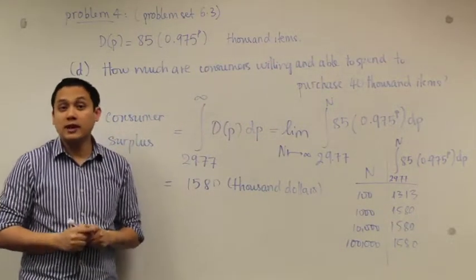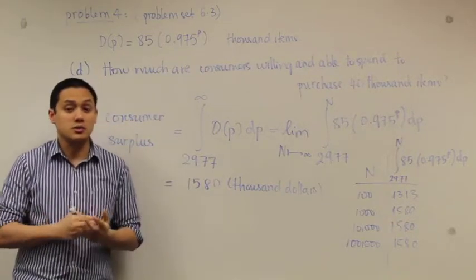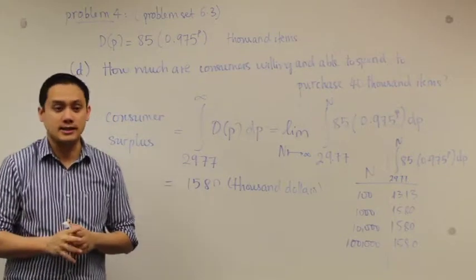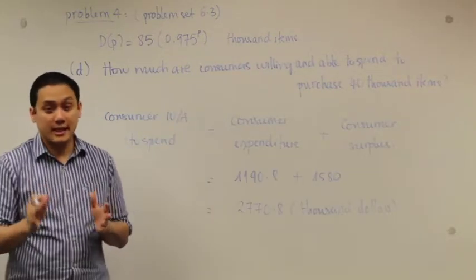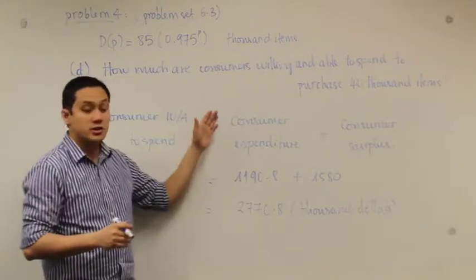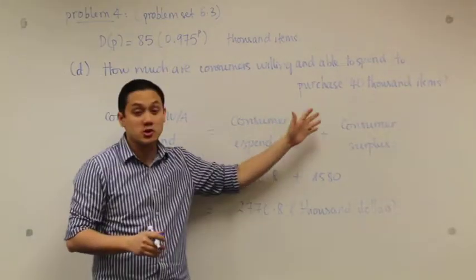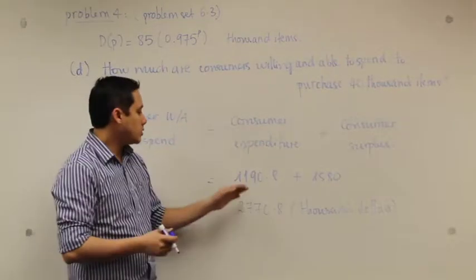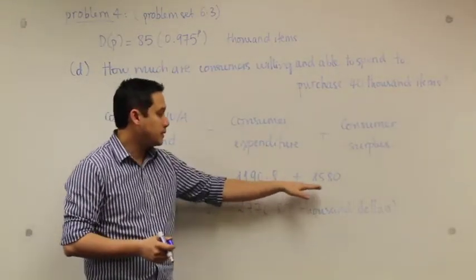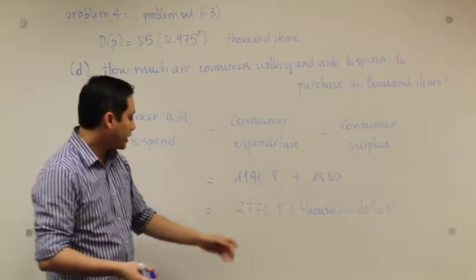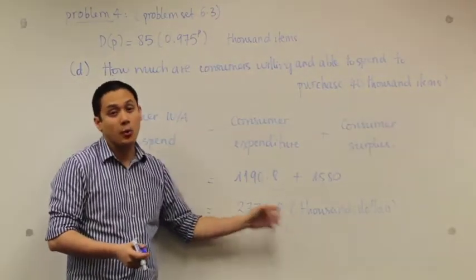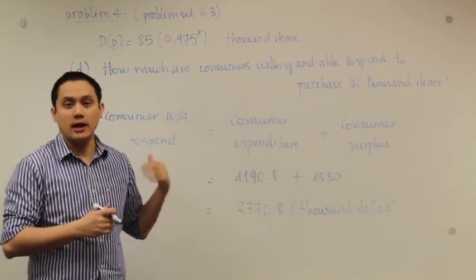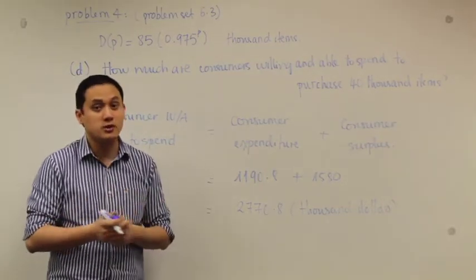So we just calculated the consumer expenditure and the consumer surplus. Now we can calculate the consumer willingness and ability to spend, which is equal to the consumer expenditure plus the consumer surplus. These two values you just calculated. This is equal to 1190.8 plus 1580. And using the calculator, I get 2770.8, the unit of $1,000. And that is the result for part D of problem 4. Now let's move on to the next problem.